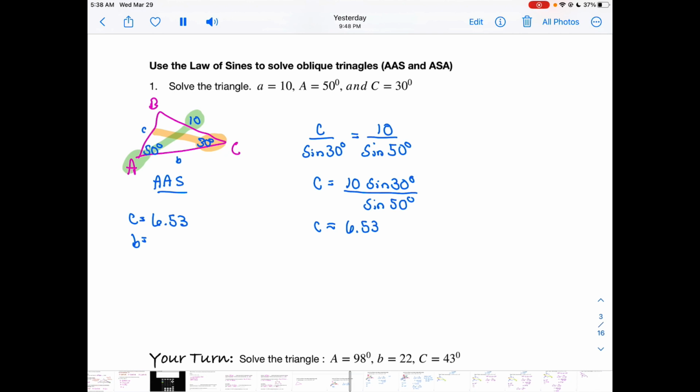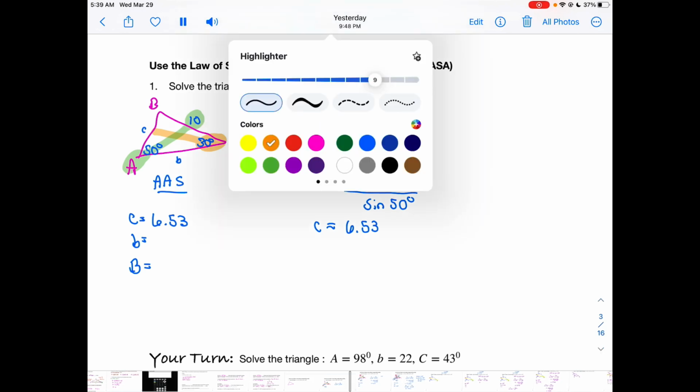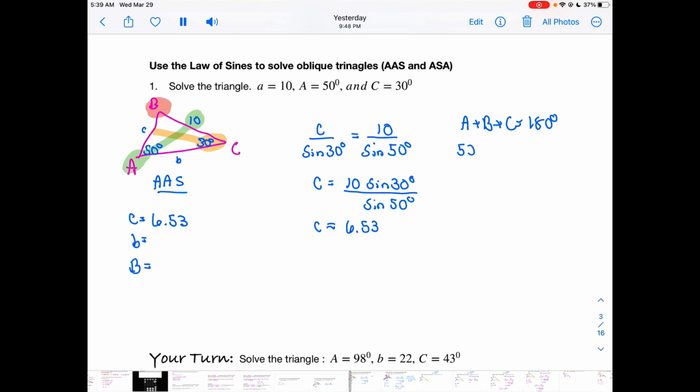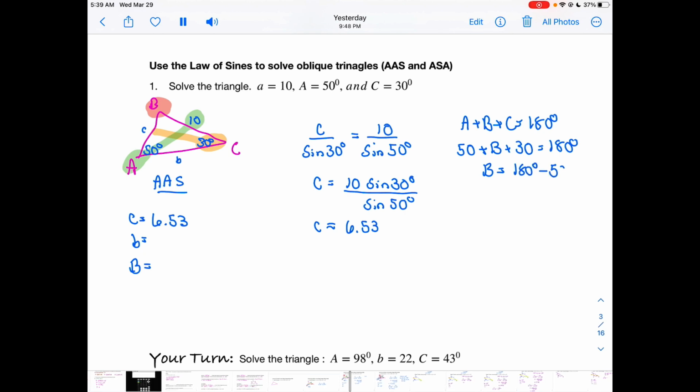So in order to solve this, I have side C, side B, and angle B. Next, I will solve for the angle B. To do this, I have to recall that the sum of the angles of a triangle is equal to 180 degrees. So angle A plus angle B plus angle C is equal to 180. I know that angle A is 50 degrees, B is what I need to figure out, and angle C is 30 degrees. So solving this little equation, B is equal to 180 minus 50 minus 30, or B is 100 degrees.